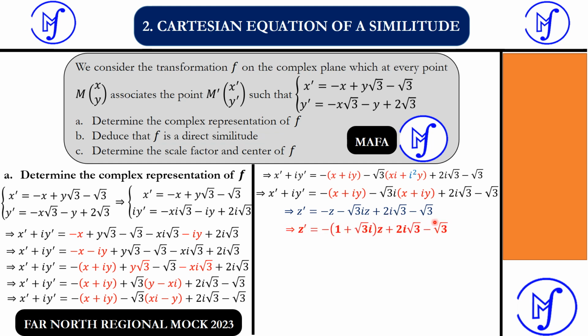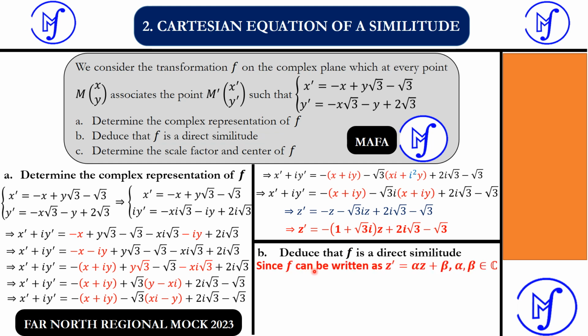We can pair the z's together. We allow the negative sign. We are going to be left with 1 plus i root 3, then plus 2i root 3 minus root 3. So we can conclude that this is our similitude. So this is a complex representation. You see, it is written in the form z prime equal to something. Now the next step is to deduce that it is a similitude. So we just need to give a statement.